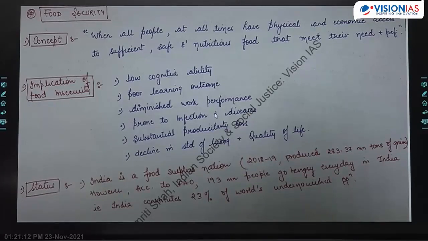Again, you can discuss the implication at the individual level. You can discuss the implication at the national level. Is that very clear? So basically, safe, sufficient, nutritious food should be provided on a sustainable basis, right? That is the concept of food security. If you are not able to ensure food security at the individual level, it is going to impact the cognitive ability of an individual. It is going to impact their learning outcomes. It is going to definitely impact their work performance or efficiency at the workplace. They would be more susceptible to infections or diseases. There would be substantial loss of productivity, and it might overall result in a decline in standard of living and quality of life.